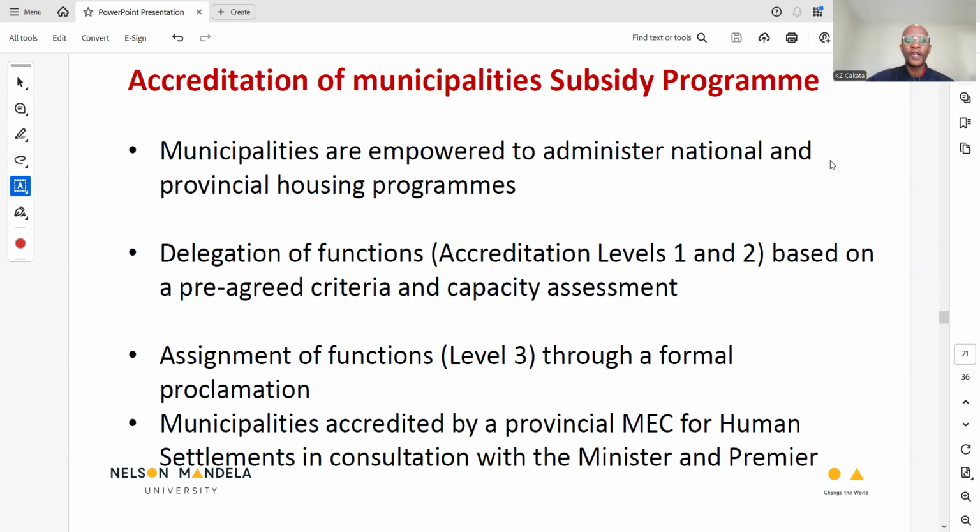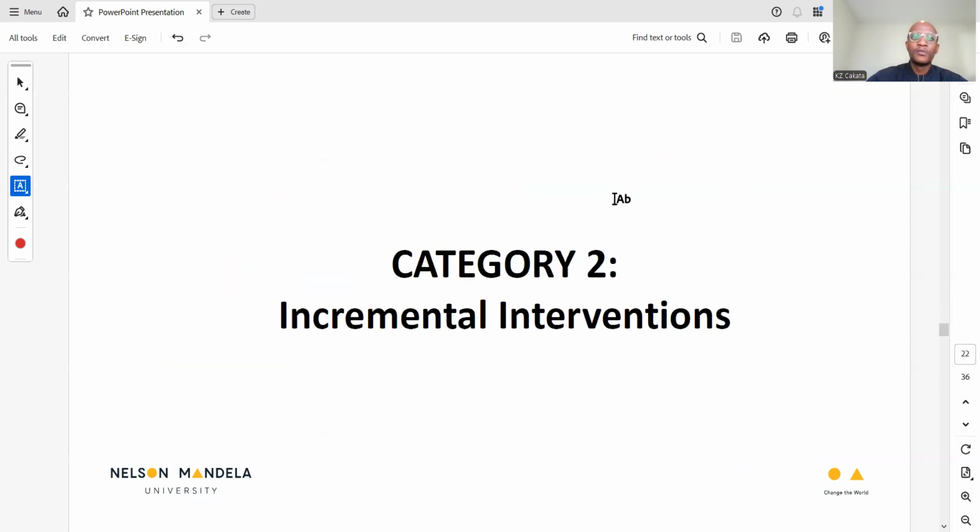And of course, the accreditation of municipalities. There is an accreditation from level one all the way to level three. We're not going to dig deeply at this stage into accreditation, but one of the things that the provincial departments do is they accredit municipalities through the MEC for Human Settlements in consultation with the minister and the premier.